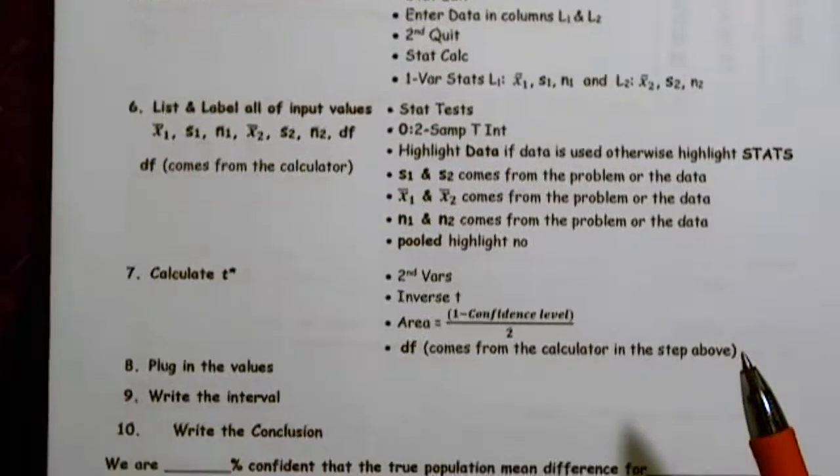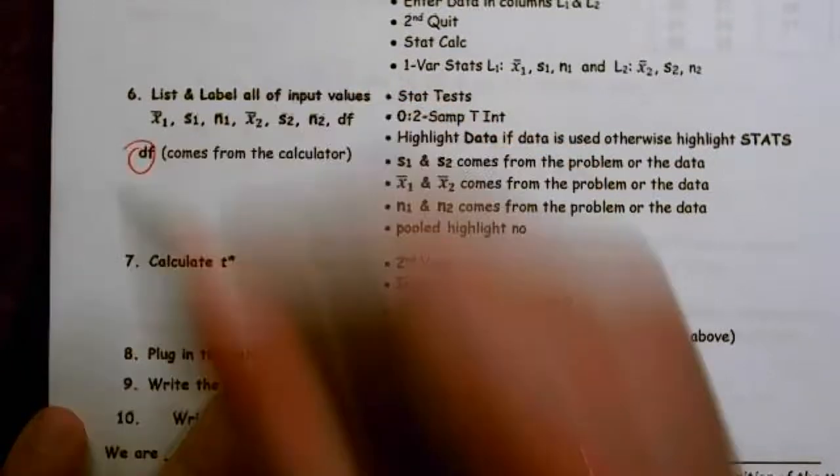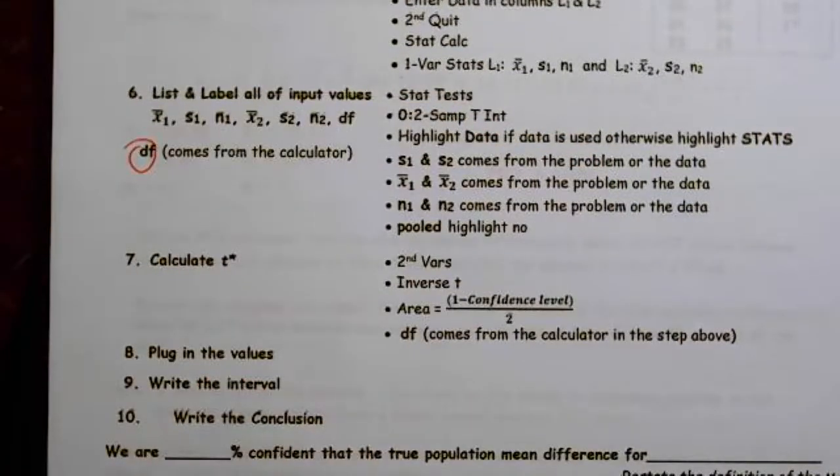Everything is the same, except we need to look at the degrees of freedom. You will need to write this down, but those degrees of freedom actually come from the calculator. It's a very long formula, but College Board doesn't make us learn it. So since they don't, we can just use the one that came from the calculator. Everything else is pretty much the same. So let's take a look at this.